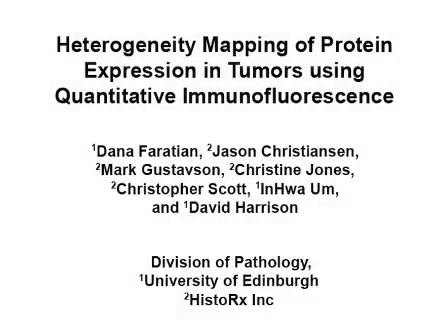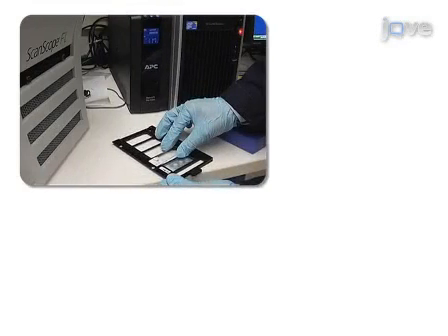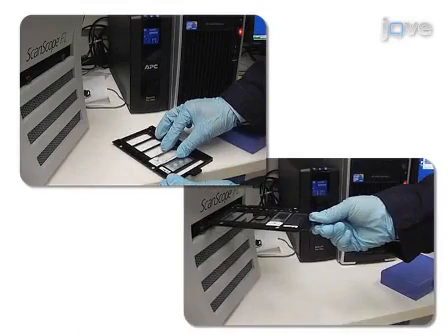The overall goal of the following experiment is to accurately quantify biomarker expression across whole tissue sections of human cancer in order to assign a numerical value to the degree of heterogeneity in protein expression. This is achieved by first scanning immunofluorescently labeled sections of cancer tissue using a whole slide fluorescence scanner.